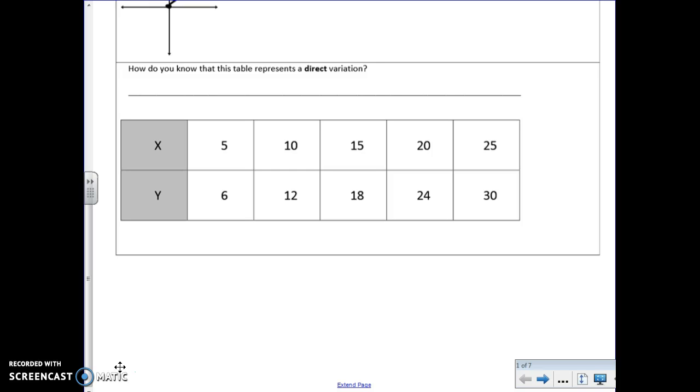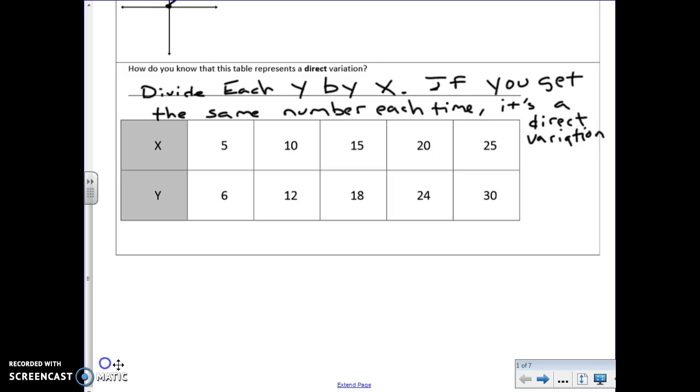How do you know that this table represents a direct variation? What you can do is divide each y by x. If you get the same number each time, it's a direct variation. So here's what we mean by that. If you take this 6 and this 5, you do 6 divided by 5, you get 1.2. 12 divided by 10, that gives us 1.2. 18 divided by 15, what do you get?